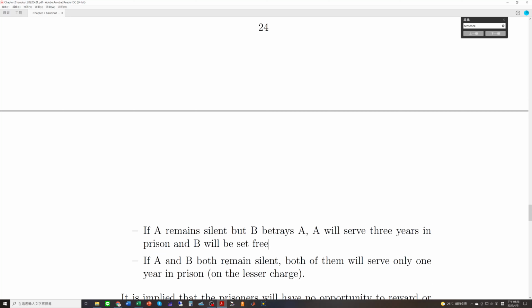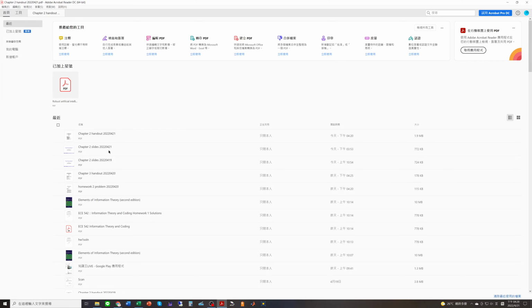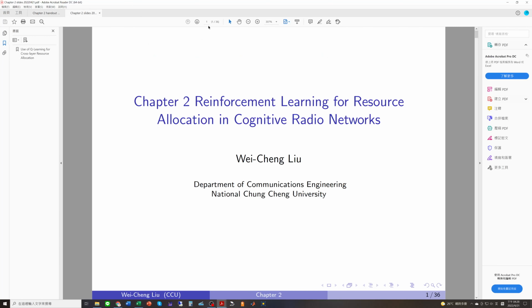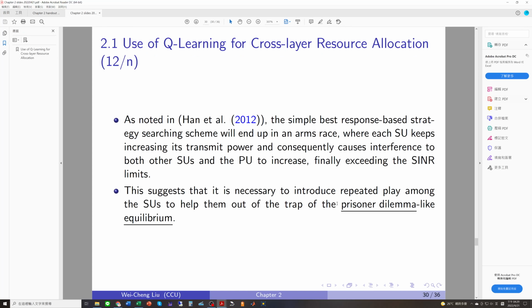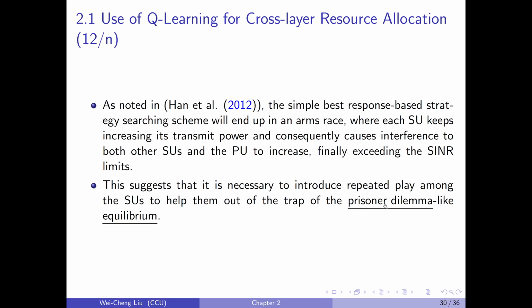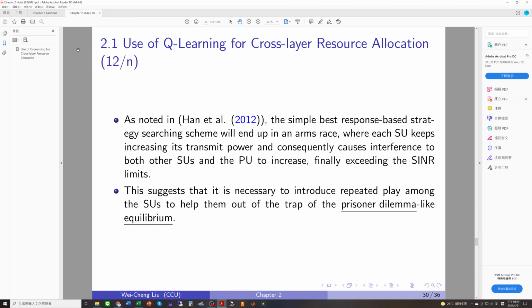Let us go back to the slides, and please turn to page 30. So we have introduced what is the prisoner dilemma. It is a very famous example in game theory. Like equilibrium. What is the meaning of equilibrium? Let us look at the handout.